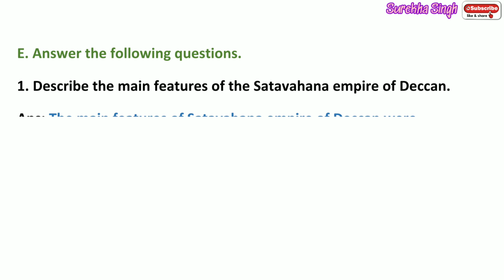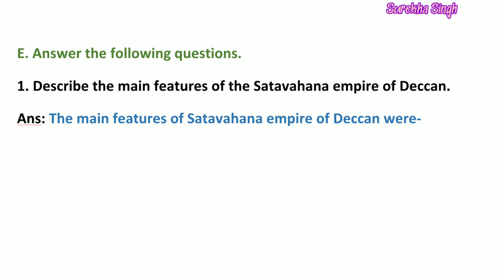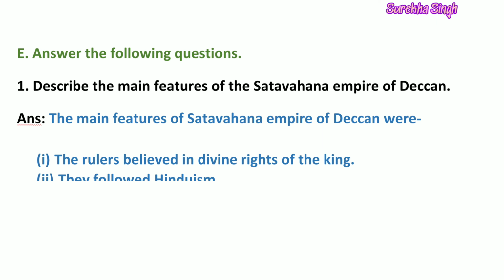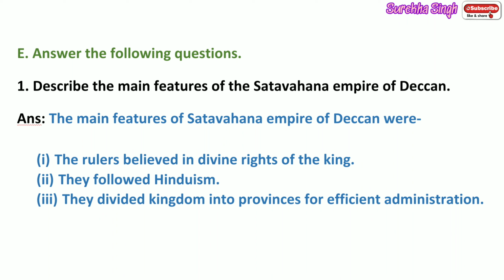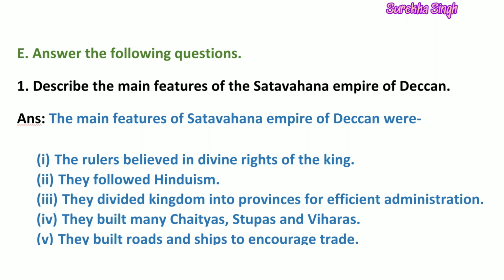Question E. Answer the following questions. 1. Describe the main features of the Satvahana Empire of Deccan. The main features of Satvahana Empire of Deccan were: the rulers believed in divine rights of the king. They followed Hinduism. They worshipped Lord Vishnu and Shiva. They divided the kingdom into provinces for efficient administration. Many chaityas, stupas and viharas were built during this period.